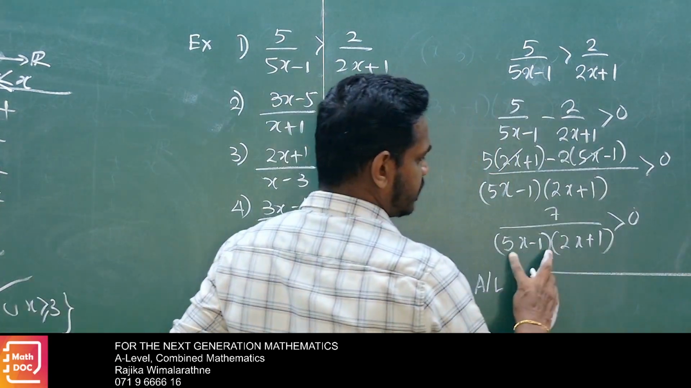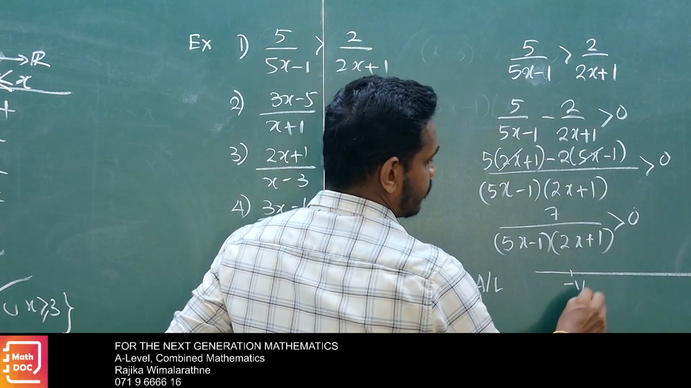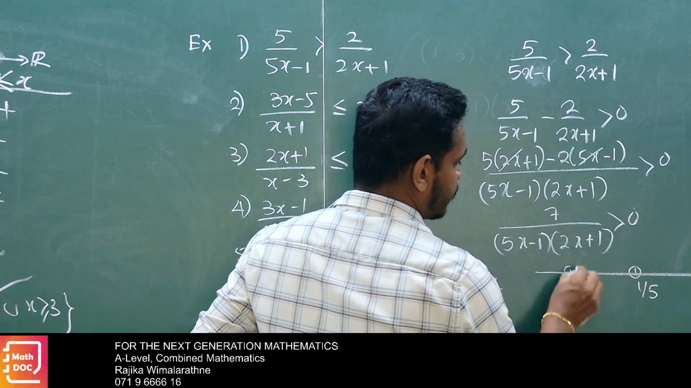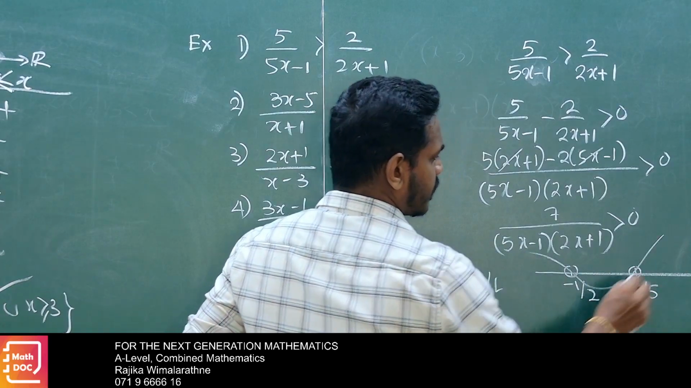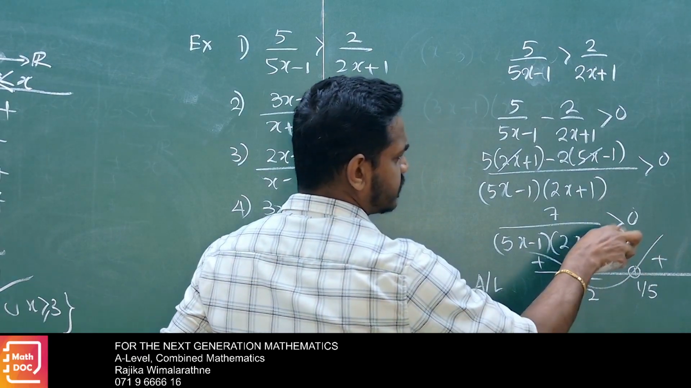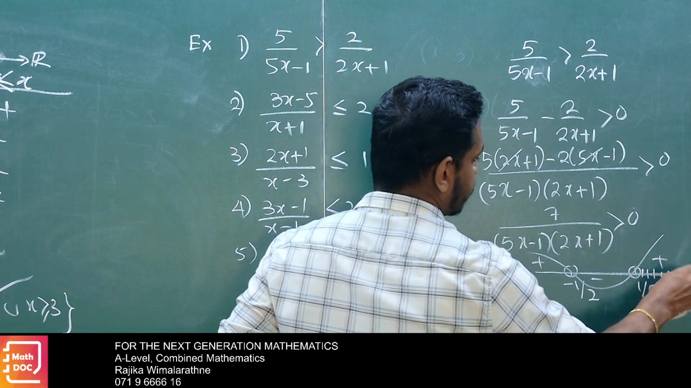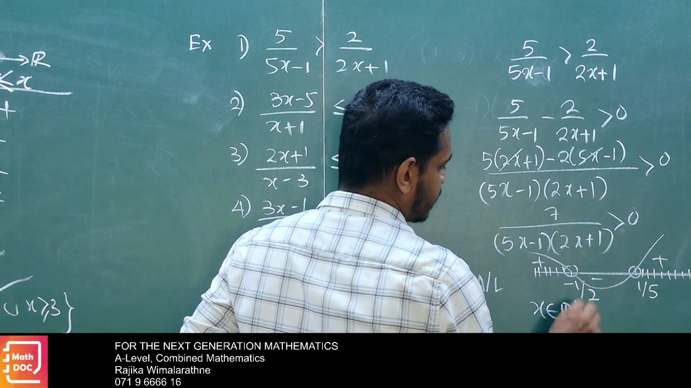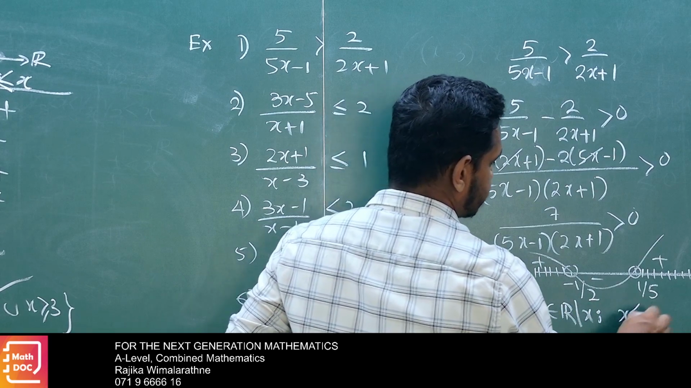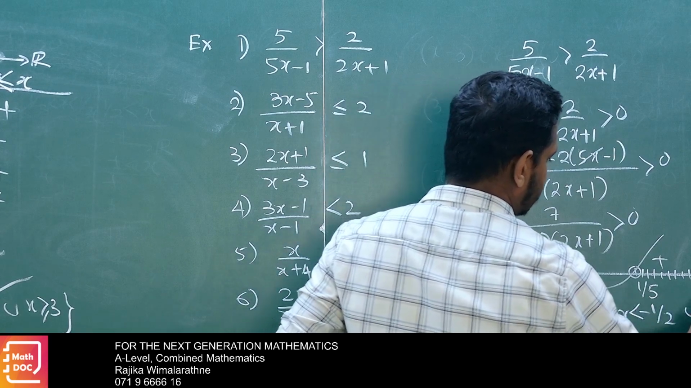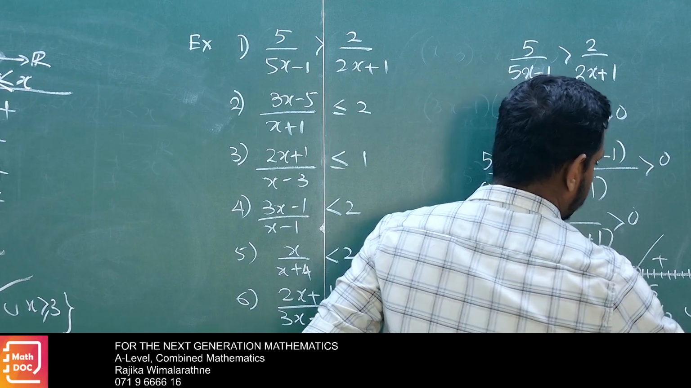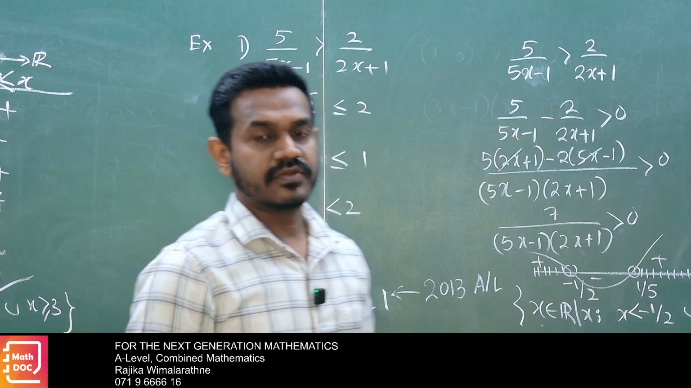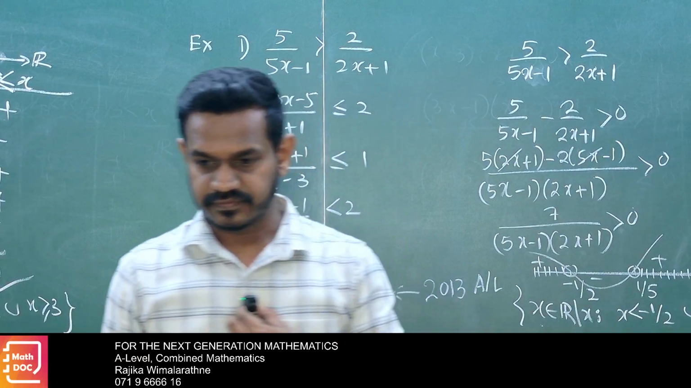Mark the real number line, here zeros: minus half and 1/5. We don't have equality. Then here positive, negative, positive. We need positive regions. Shade it. Then final answer, x element of real set, x such that x less than minus half, union x greater than 1/5. That's how we do. Continue now.